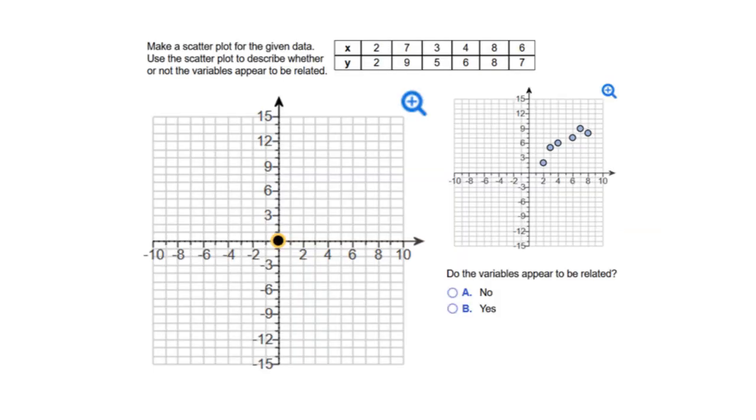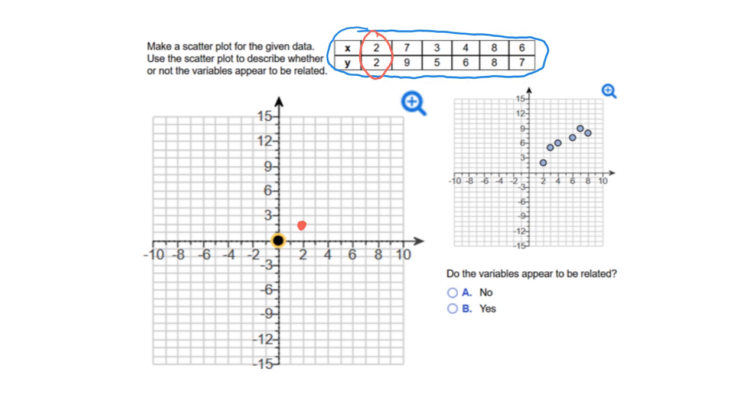This next slide is asking us to make a scatter plot for the given data. They gave you a table up here for x and y, which are your x and y coordinates. And it says use the scatter plot to describe whether or not the variables appear to be related. So we're going to go in and graph each one of these. Remember, we always start at the origin. The first ordered pair is x is 2, y is 2. So I start at the origin, I move 2 units to the right and 2 units up, and I place my dot. That is 2, 2, my ordered pair.